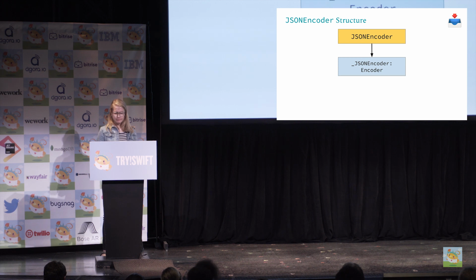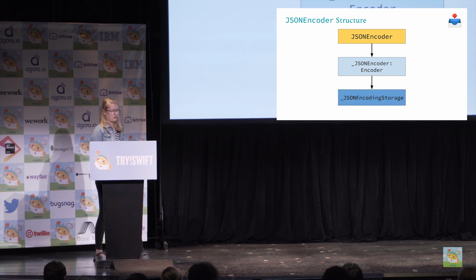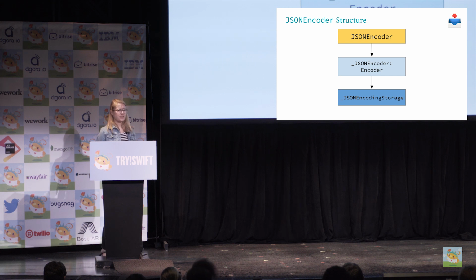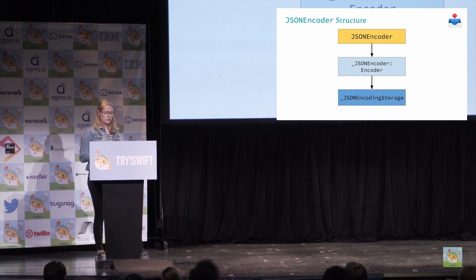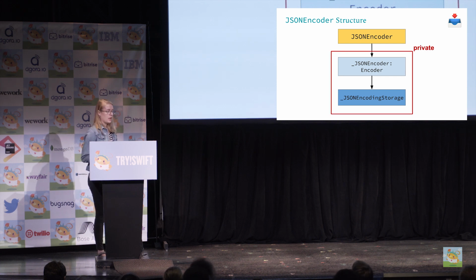Beyond the private encoder type, JSONEncoder also has a private type called JSONEncodingStorage. This is what you are writing to when you use the container-based API. And both of these are private.